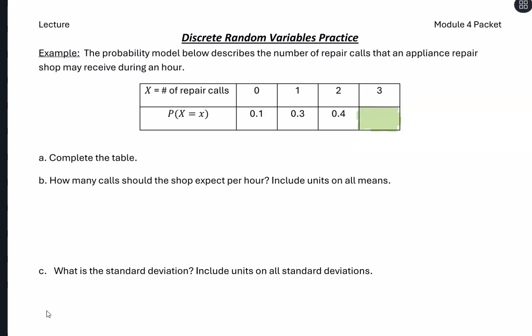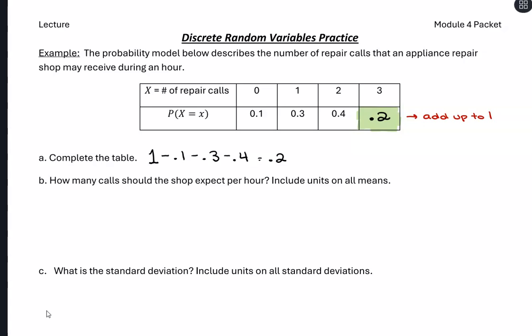Getting 0 calls has a 0.1 chance, 1 call is a 0.3, 2 calls is a 0.4, and then we're missing one here. What we need to remember is that all of those probabilities need to add up to exactly 1. So to complete the table, I'm going to take 1 and take out the probabilities that we know, and that will give me my remainder. Take out 0.1, 0.3, 0.4, and that should leave me with 0.2. So I can fill in that part of the table with a 0.2.